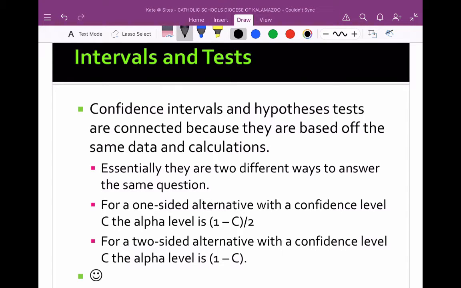But that means our confidence level is tied to our alpha level. So for a one-sided alternative, with a confidence level of C, the alpha level is 1 minus C cut in half, because we're only looking at one side. For a two-sided alternative with a confidence level of C, the alpha level is just 1 minus C, because we're looking at both sides, so we don't have to cut it in half.